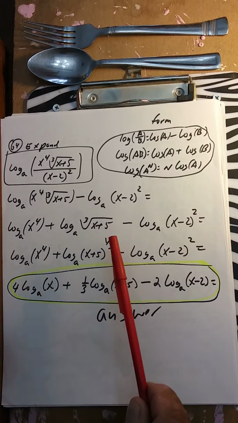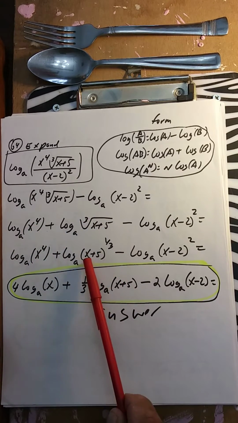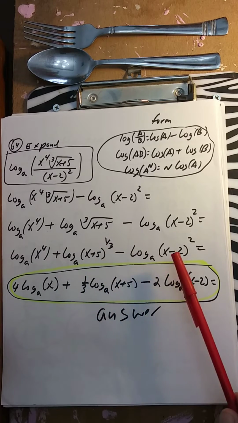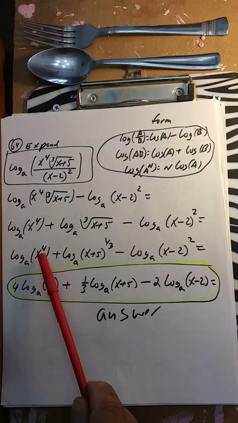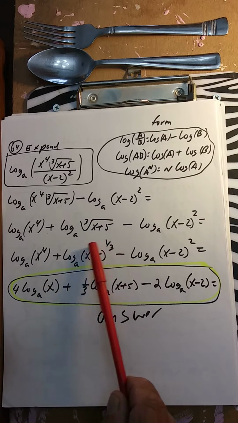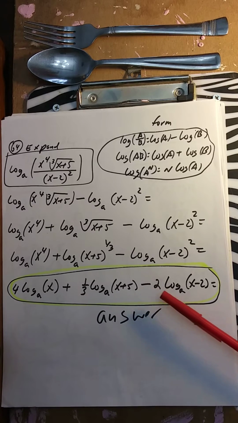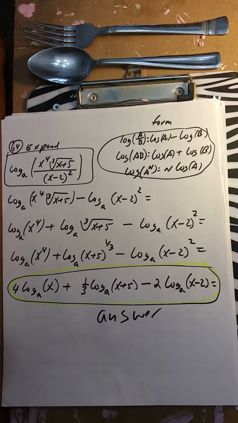Now, I'm going to change this. This one is going to be a cube root, so this is x plus 5 to the 1/3 power. And this, leave it alone. So now the powers in front: 4 log base a of x plus 1/3 log base a of x plus 5 minus 2 log base a of x minus 2.